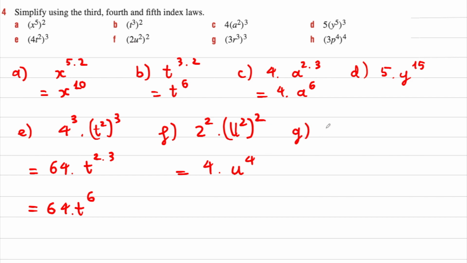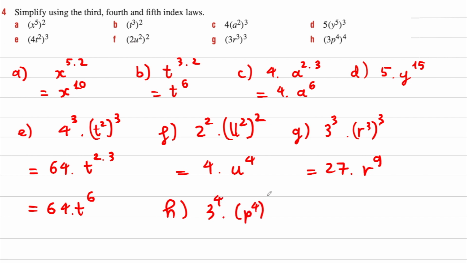Question G, 3q and r cubed, and q outside. Here is 27. Here is r to the power of 9. 3 times 3 equals 9. And question H, 3 to the power of 4 and p to the power of 4 and 4 here. This is 81 and this is p to the power of 16, because 4 times 4 is 16.